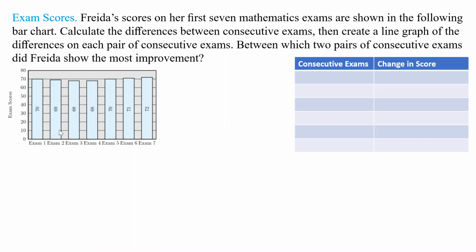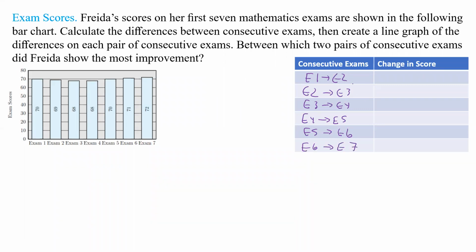So we're going from exam 1 to 2 to 3 to 4 to 5 to 6 to 7. I'm going to say consecutive exams: from exam 1 to exam 2, exam 2 to exam 3, exam 3 to exam 4, exam 4 to exam 5, exam 5 to exam 6, and exam 6 to exam 7.